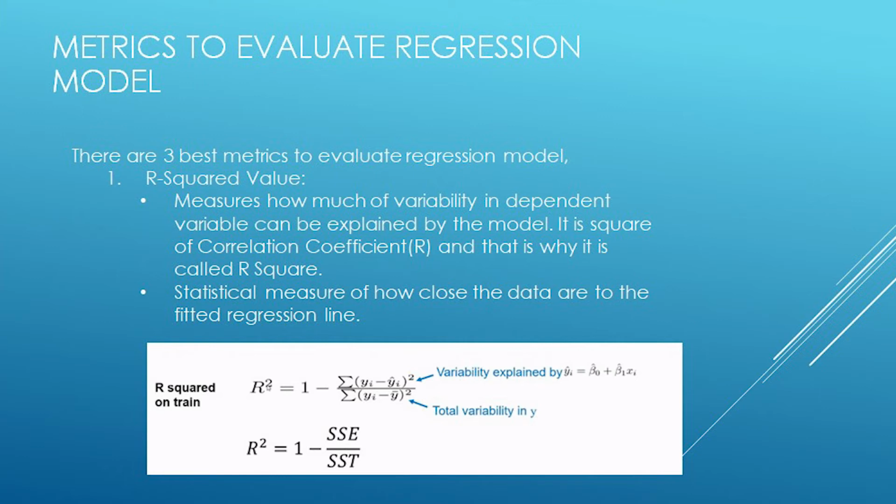So here the numerator is the variability explained by the regression model, the straight line equation, and the denominator is the total variability in y. This total variability is just the deviation from the mean. So how much our original data point deviates from the mean, that is the total variability. In short, it can also be written as 1 minus sum of squares of error divided by total sum of squares.